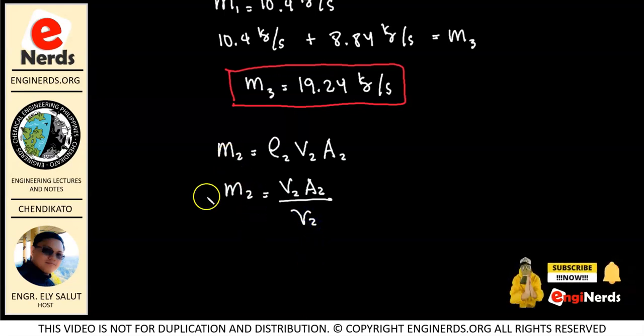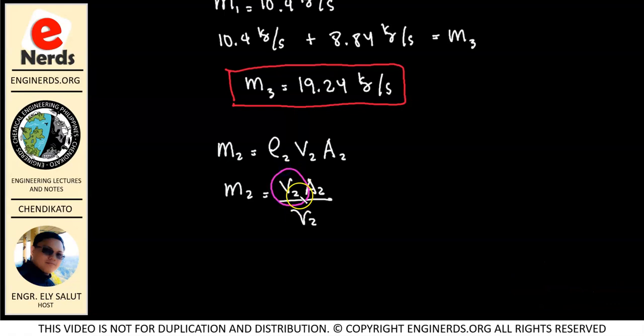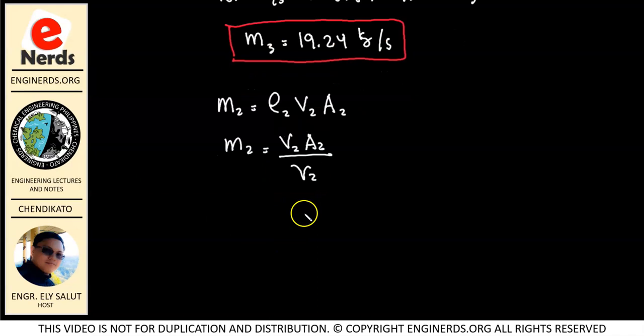Okay, so given yung mass ng ating gas sa stream 2, alam din natin yung cross-sectional area in our stream 2, and we know our specific volume. Ang kailangan natin makuha is yung velocity ng ating fluid in stream 2. So, we need to isolate yung ating V2, okay, para makompute natin yung kanyang value. So, our V2 is equal to M2 times our specific volume at stream 2 over our area at stream 2. Okay? So, ngayon, substitute natin yung mga values natin.